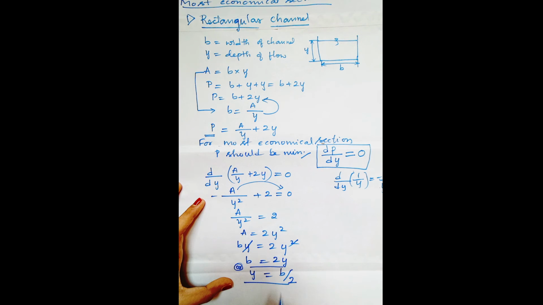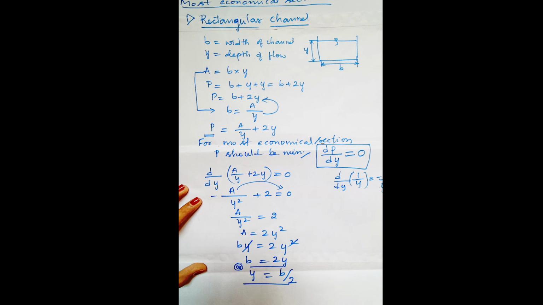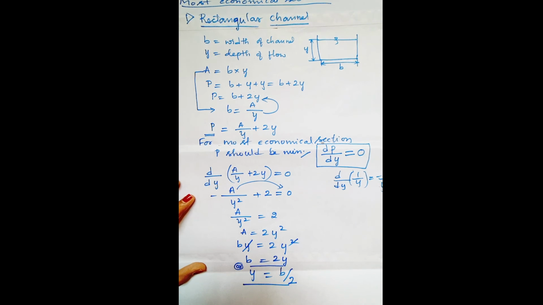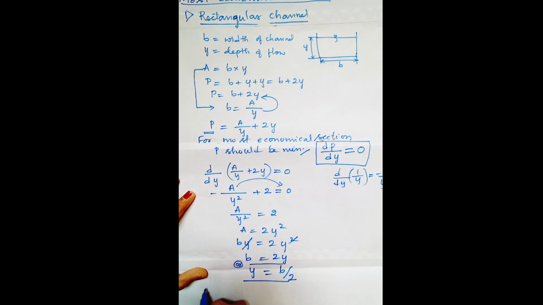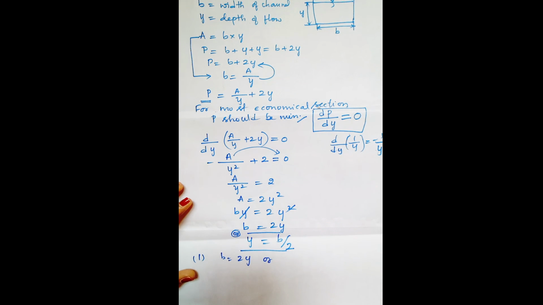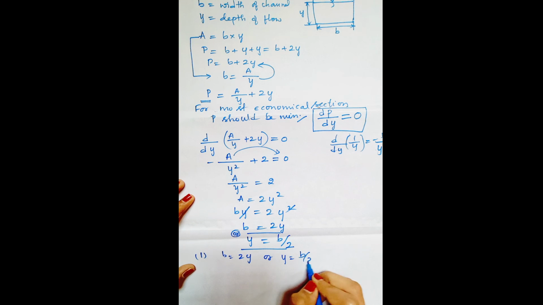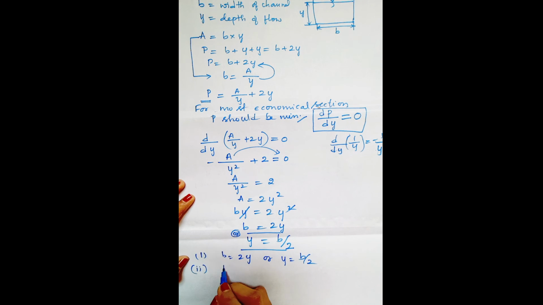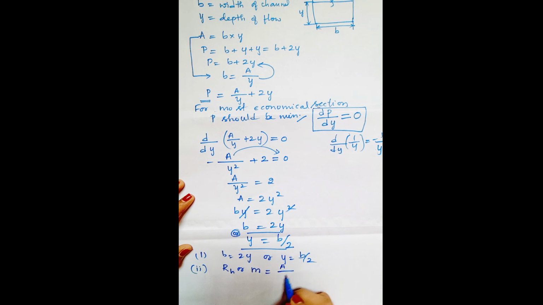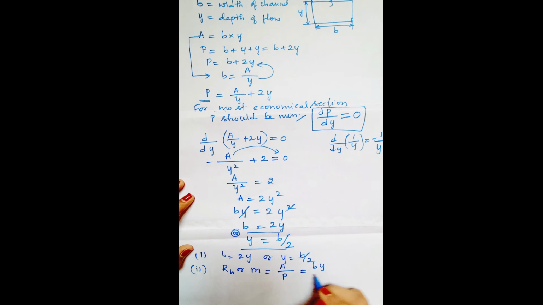This is the condition for a most economical rectangular channel. Once we have B and Y, we can obtain the conditions. The first condition is B is equal to 2Y, or Y is equal to B by 2. The second is the hydraulic mean depth, RH or M, equal to A by P, where area is BY and perimeter is B plus 2Y.